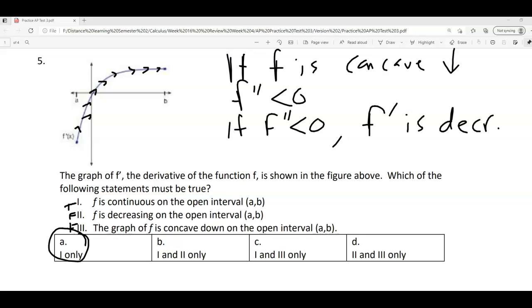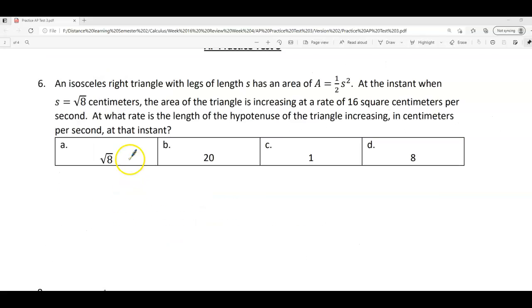Let's go ahead and move on to number 6. All right, an isosceles right triangle with legs of length S. So I'm going to go ahead and draw that.